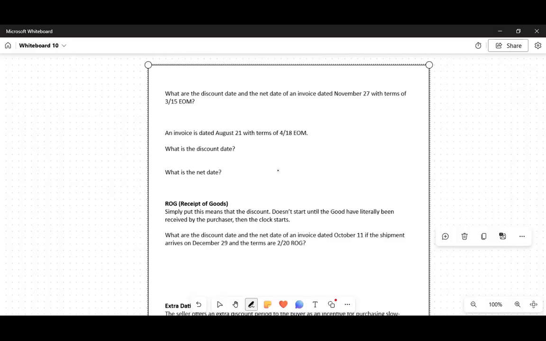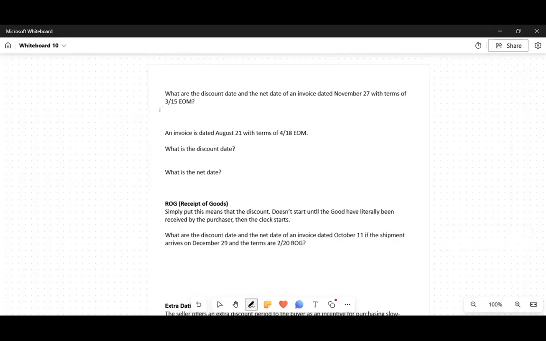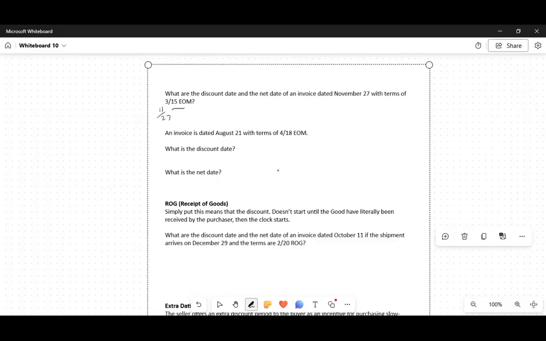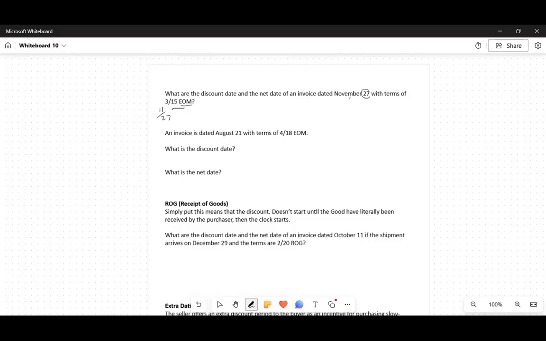So in this case, if it's November 27th, let's just do 11/27. And we're going to say, okay, that's the date of the invoice. However, we're using end of month terms and it's after the 25th. So that means it doesn't start at the beginning of December, but the beginning of January. So January 1st would start the discount period.